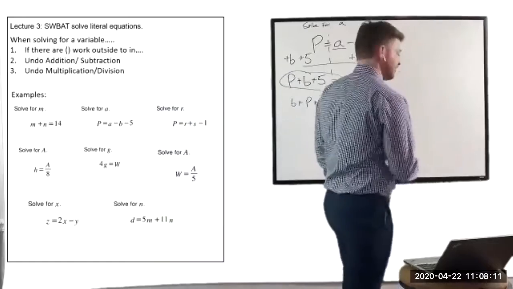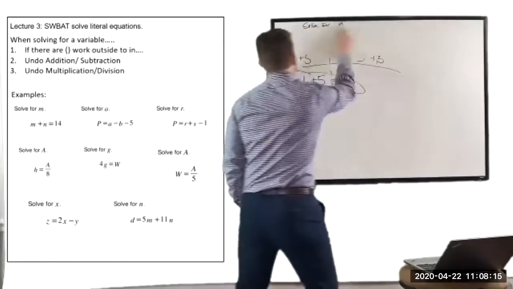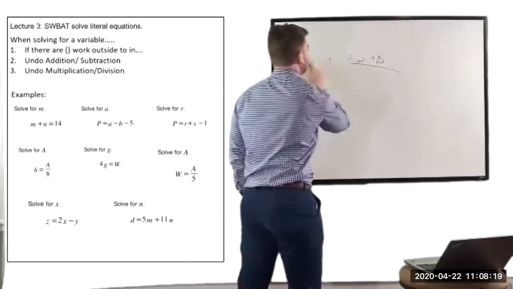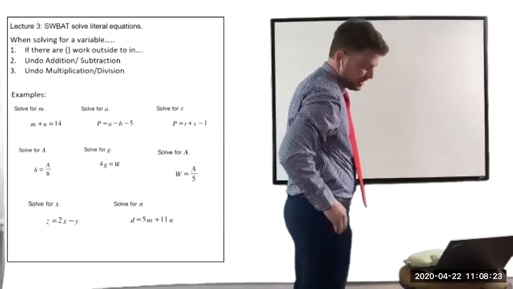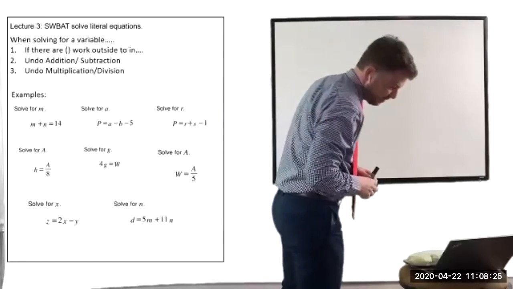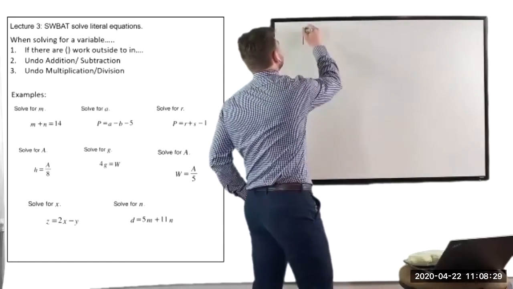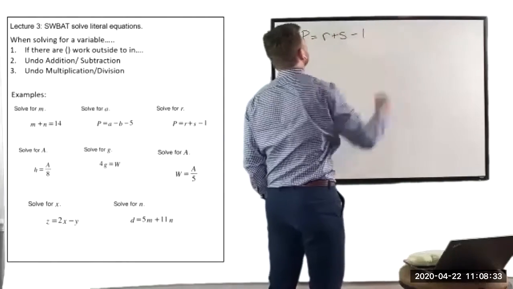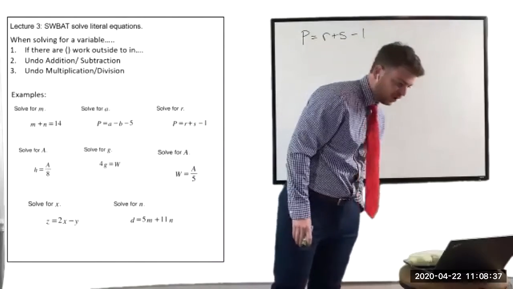Okay, let's go ahead and move on to the next one. I think you're probably getting the hang of these addition and subtraction problems, but I do want to give you one more example where we have both addition and subtraction. So for the next one, we have P equals R plus S minus 1, okay? And it's asking us to solve for R.